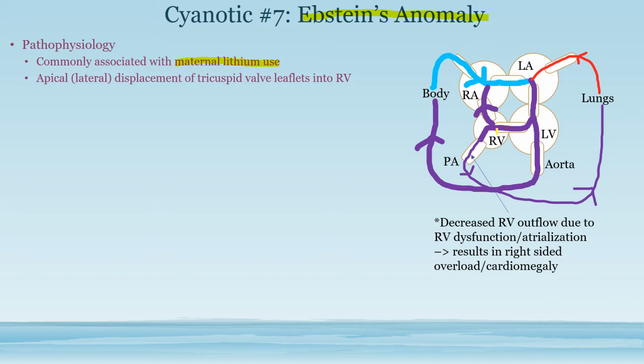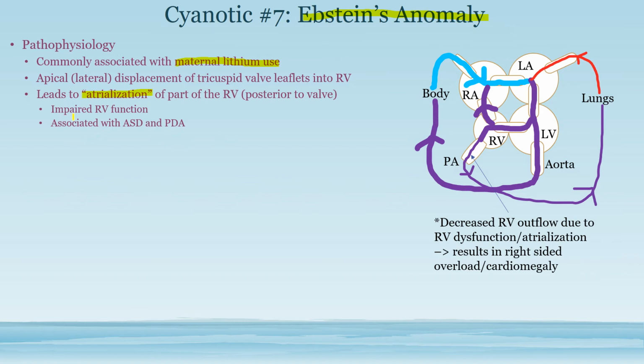So let's take a look at an image over here. Notice how small the right ventricle is and how large the right atrium is. And you see this arrow here? It's showing that blood is going backwards from the right ventricle back to the right atrium, which is abnormal. So it leads to atrialization of part of the right ventricle posterior to the valve. So what normally was part of the ventricle is now part of the right atrium. So you get impaired right ventricular function because it's so much smaller and has backflow as well as forward flow. So that impairs the right ventricular function.